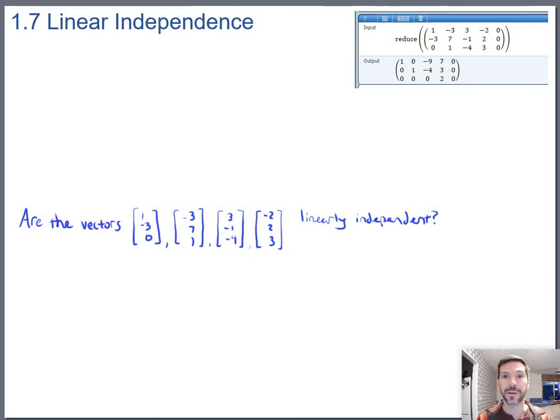We already know there is the trivial solution. There's already one solution. But if there's a free variable, if there are more solutions than just one, then we'll have linear dependence. So make sure you didn't miss that. Let me say it again. If there's a free variable, then we have infinitely many solutions, which means there's more than just the trivial solution, which means there's linear dependence.